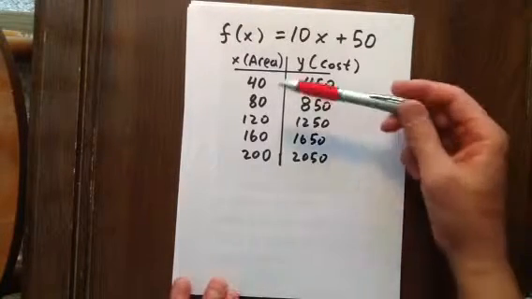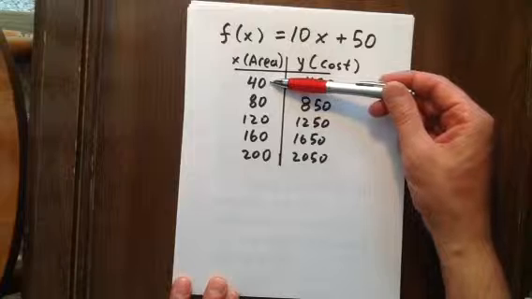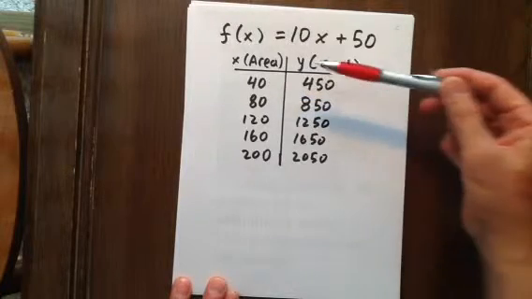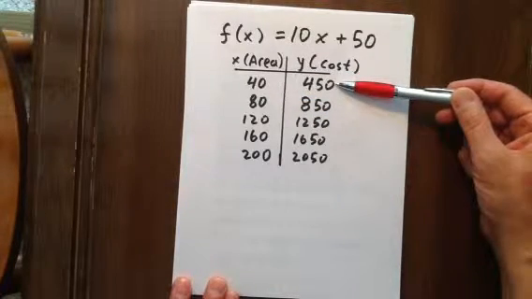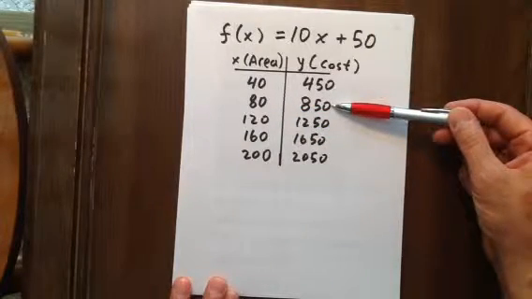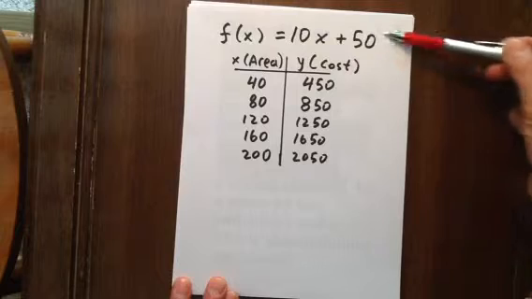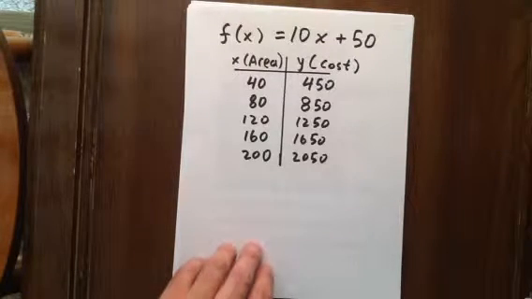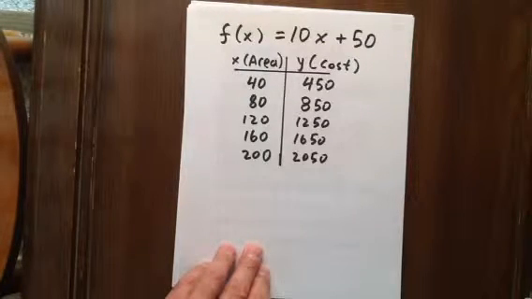We could make a table of values then. We could see that if Tom had 40 meters squared to cover, it would cost $450. But if he had 80 meters squared to cover, it would cost $850. We get these values by simply plugging in for x. Okay, so that part's probably fairly straightforward.